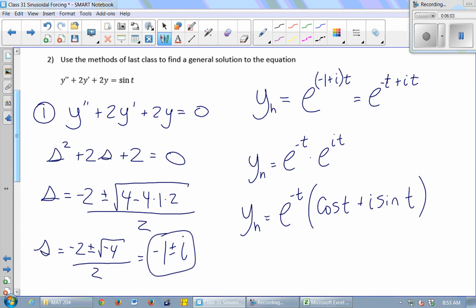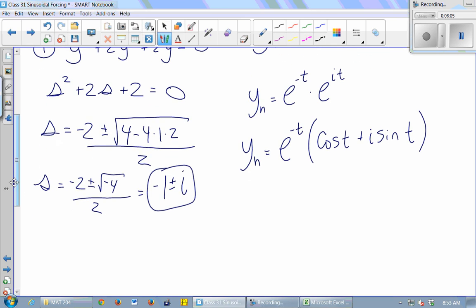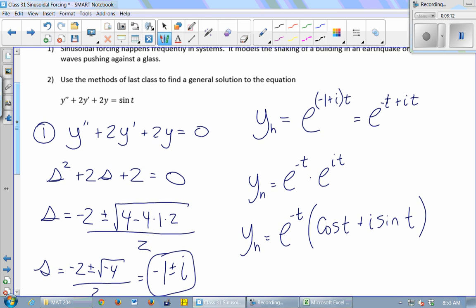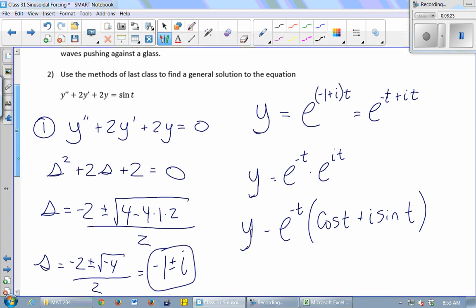Yeah, so it turns out that this is a complex solution. I shouldn't have put the h's there yet, sorry, because it's not the final thing. We're not done yet. So that's a complex solution to the homogeneous equation.